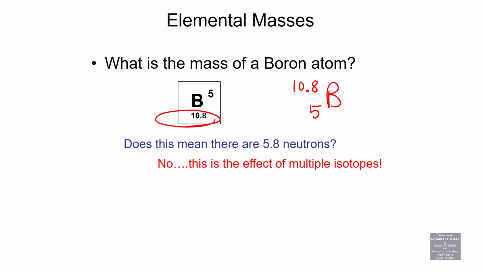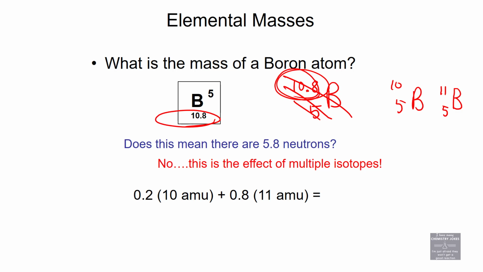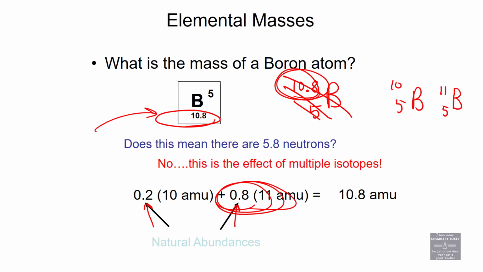So boron has two main isotopes, boron 10 and boron 11. There is no boron atom on the planet that actually weighs 10.8 AMU. The mass on the periodic table is an average of the isotopes, a weighted average. So this 0.2 and 0.8, those are the natural abundances of those two boron atoms. So 10.8 is the weighted average of boron. 10.8 is closer to 11 than it is to 10, so that's how I know that the 11 isotope is greater percentage than the 10 isotope.